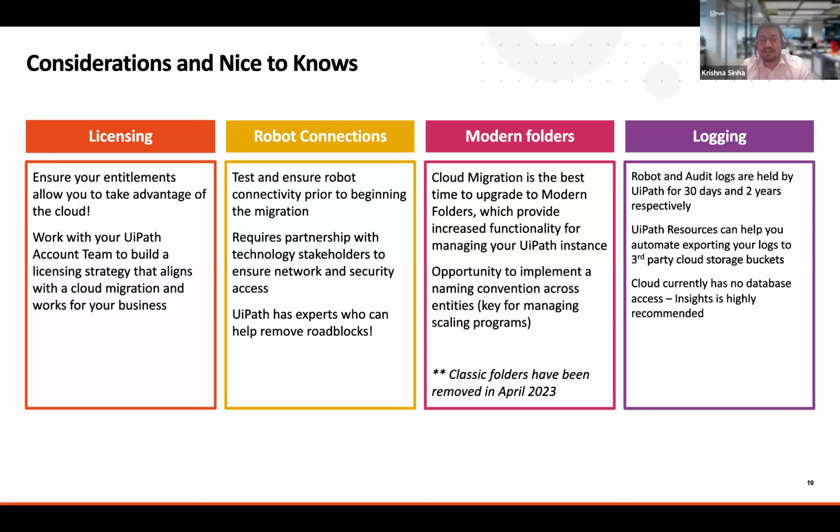But in the Orchestrator in the cloud, you can only see your robot logs for 30 days. After that, it will be auto archived, and this cannot be increased. This is by policy. And cloud currently has no database access due to security restriction, so this access cannot be given to users. This can only be taken care of by the UiPath backend team, and you can use the Insights product, so that you can monitor and analyze most of the ongoing performance of bots in the cloud Orchestrator.